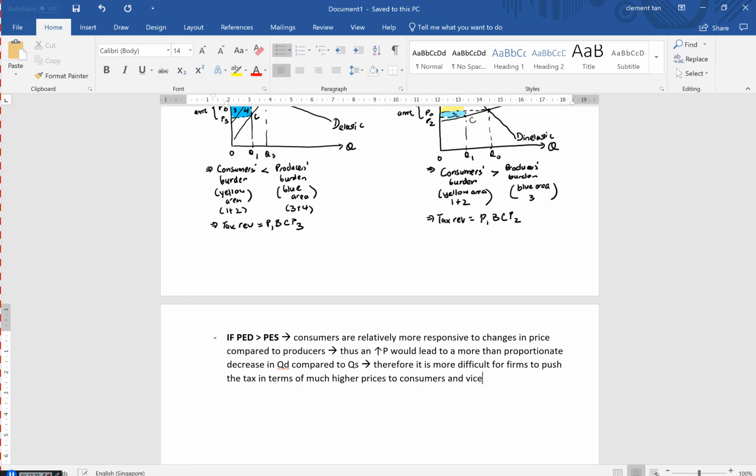And vice versa. Vice versa means what? If PED is less than PS, consumers are less responsive, so less than proportionate, so it is less difficult for firms to push. So consumers bear a bigger burden.